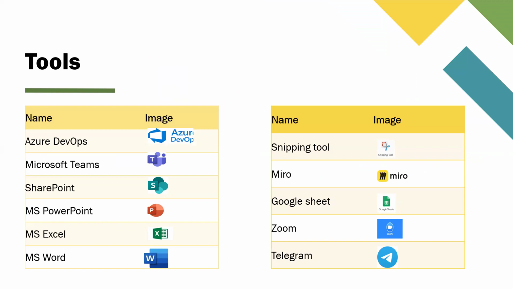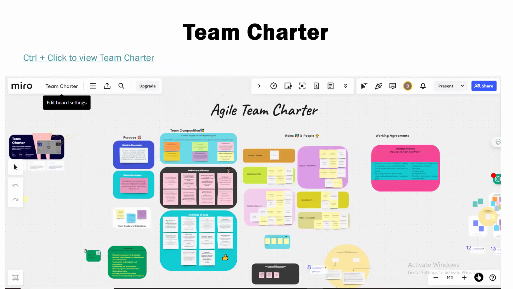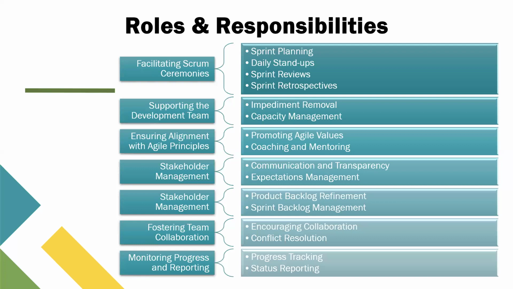Going ahead, firstly, we had to develop our team charter. There's a link for the team charter that you can view on the slide. And these were the roles, our responsibilities as a Scrum Master: facilitating the Scrum ceremony, supporting team development, ensuring alignment with Agile principles, stakeholder management, fostering team collaboration, monitoring progress.